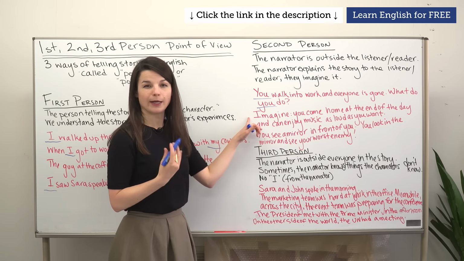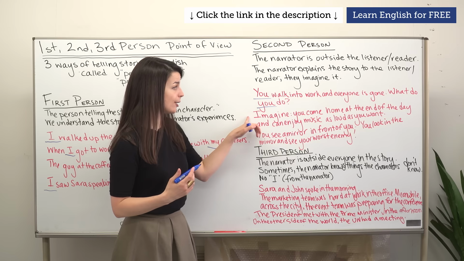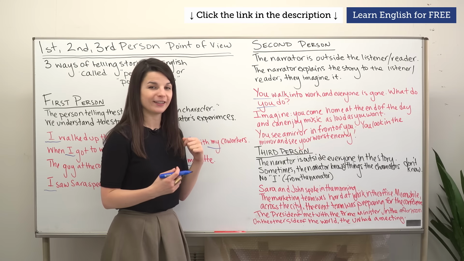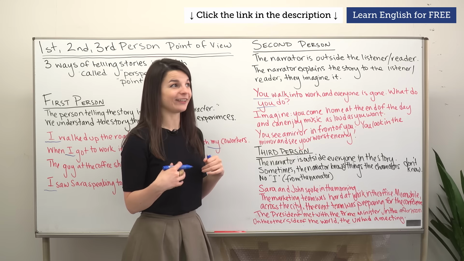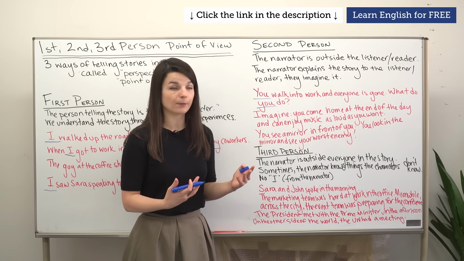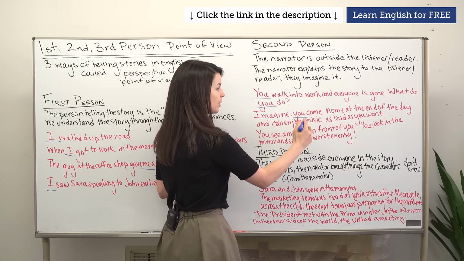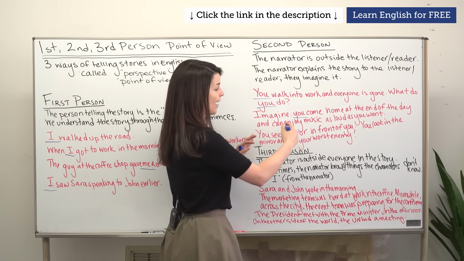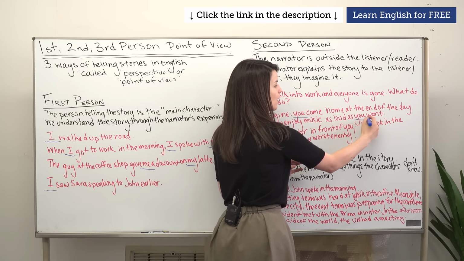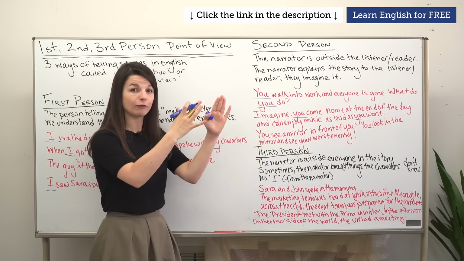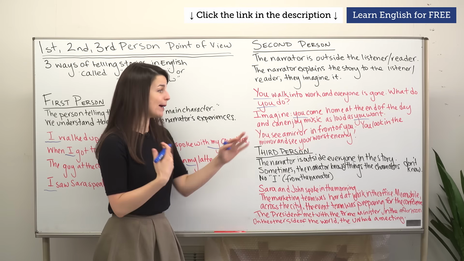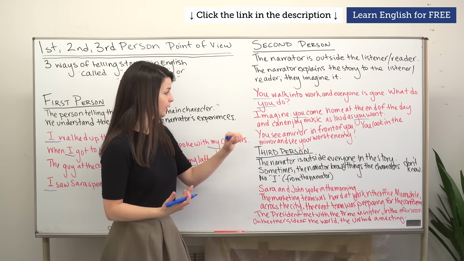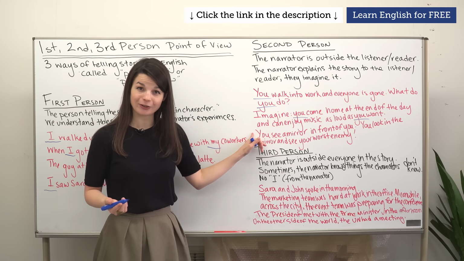Another example. Let's imagine a salesperson is talking to us. So imagine you come home at the end of the day and can enjoy music as loud as you want. So maybe this is a person trying to sell like a stereo or a sound system or speakers or something. So here they're using second person. You come home at the end of the day. So imagine you come home at the end of the day and you can enjoy music as loud as you want. So imagine yourself as the focus here. Imagine something nice happening to you. So this can be used by salespeople. Okay, one more example. Maybe this is like an adventure story for kids.